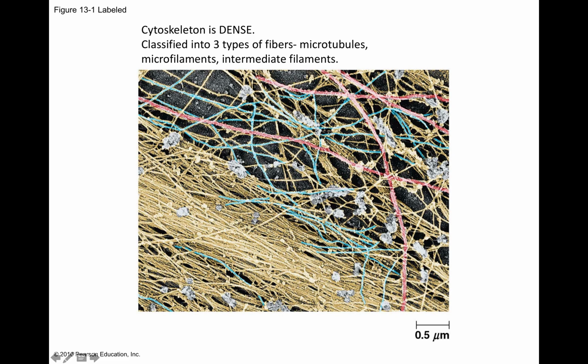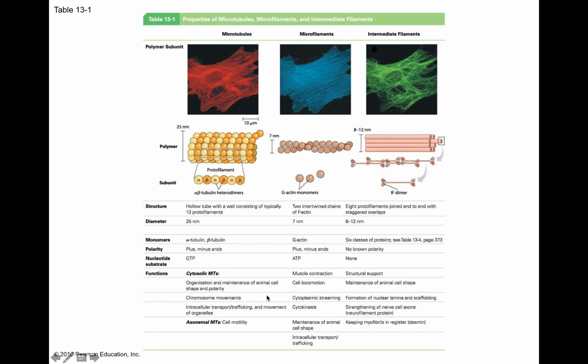This is a scanning electron micrograph of the cytoskeleton with its different fibrils that are given false color. It's not like they have color inside your cell. This is just to make things look easier. The thickest ones here are microtubules. The thinnest ones are actin filaments. And then the intermediate ones in blue here are intermediate filaments.